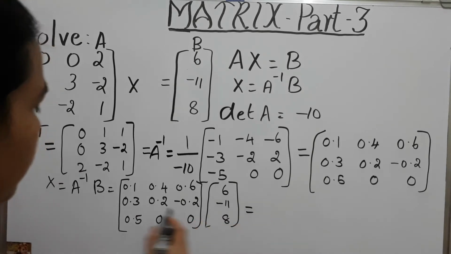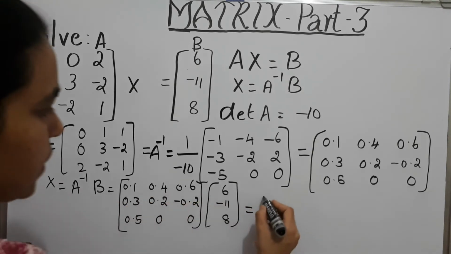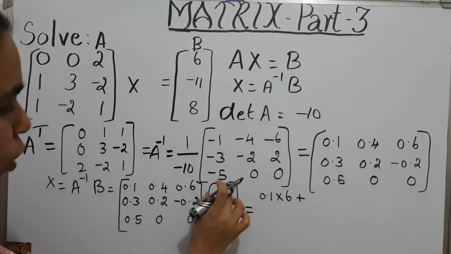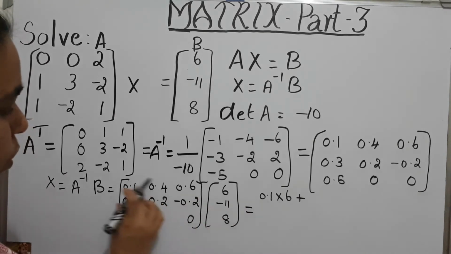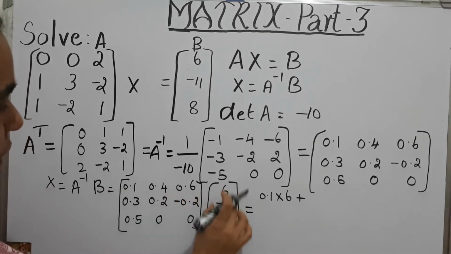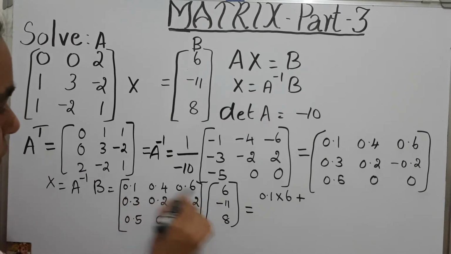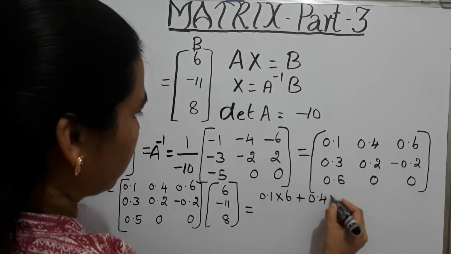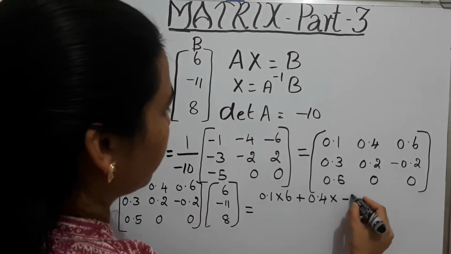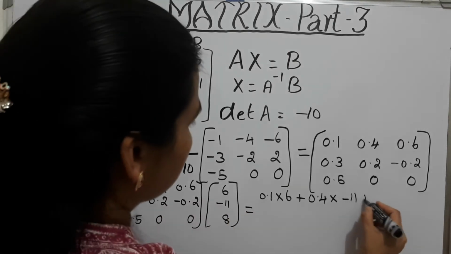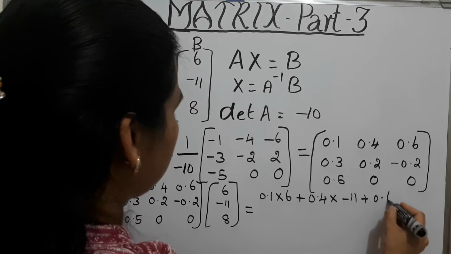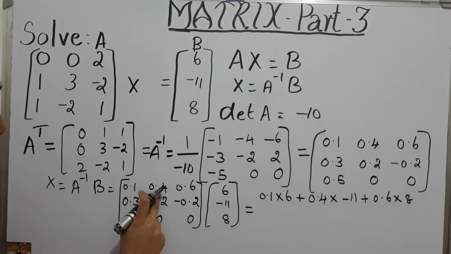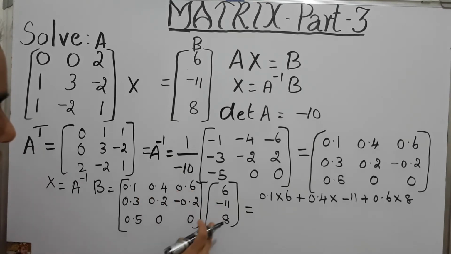Okay, that is equal to 0.1 times 6 plus, because you have to multiply the first row, there is only one column in the second matrix, so you have to multiply each row with the column, and you have to add them together. 0.1 times 6 plus 0.4 times negative 11, and then plus 0.6 times 8. Okay, 0.1 times 6 plus 0.4 times minus 11 plus 0.6 times 8.